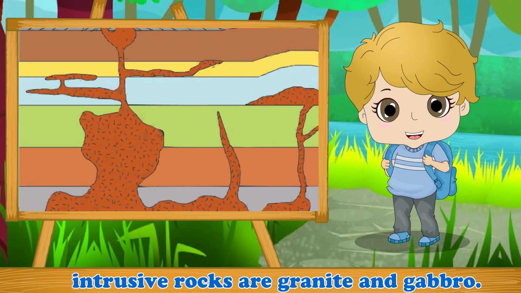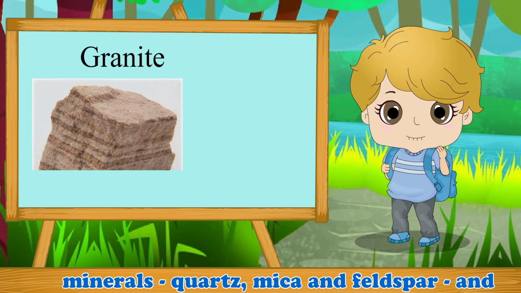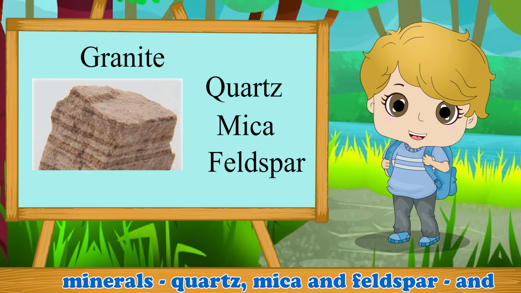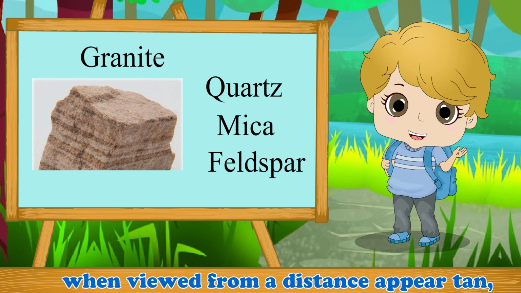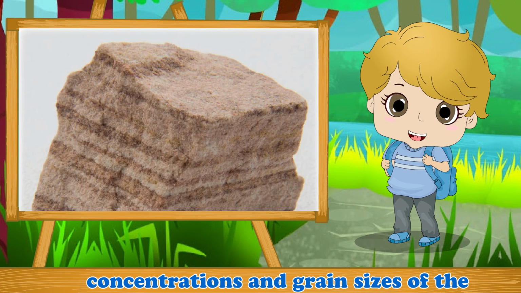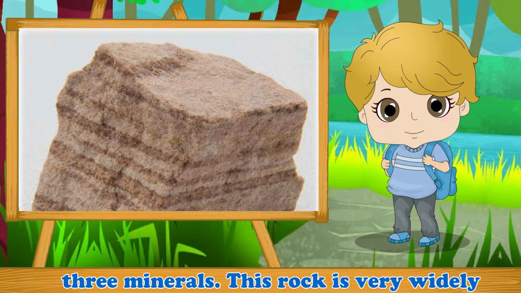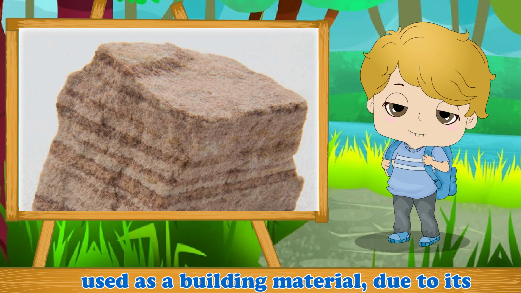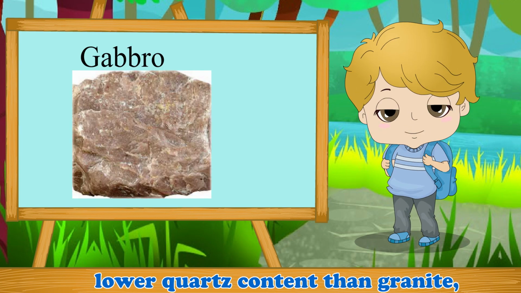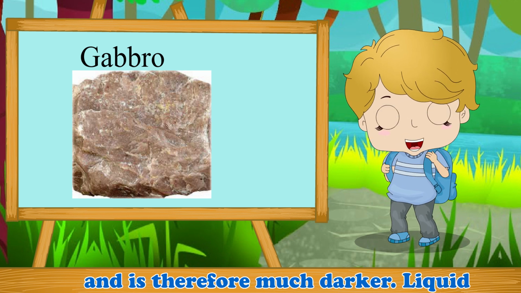Examples of intrusive rocks are granite and gabbro. Granite is made up of 3 common minerals: quartz, mica, and feldspar, and when viewed from a distance appears tan, pinkish, or grey, depending on the concentrations and grain sizes of the 3 minerals. This rock is very widely used as a building material due to its abundance and strength. Gabbro has a lower quartz content than granite and is therefore much darker.